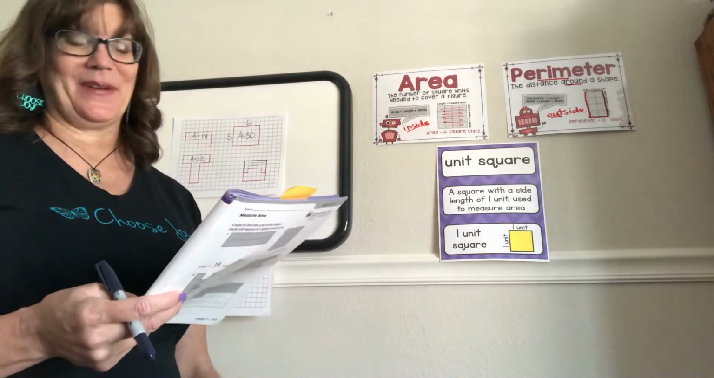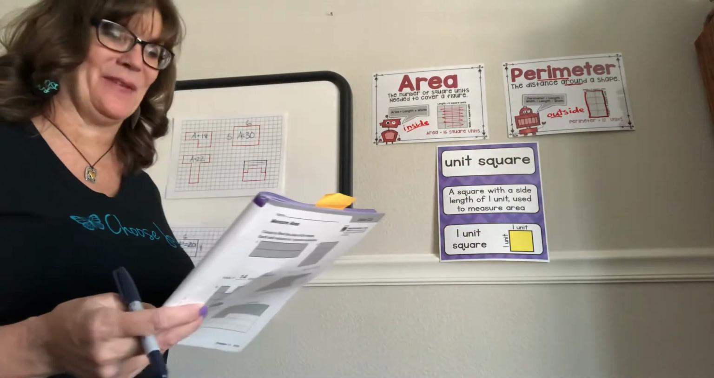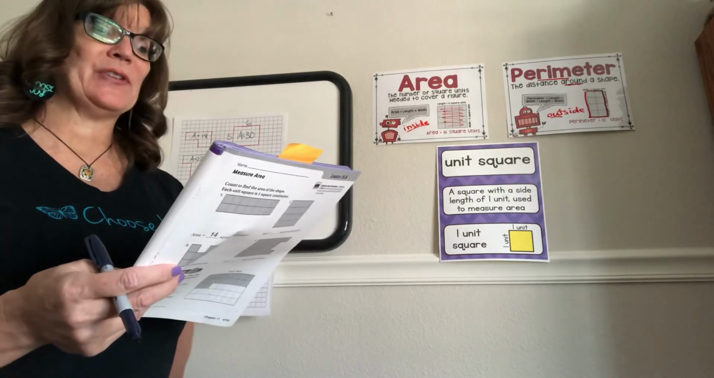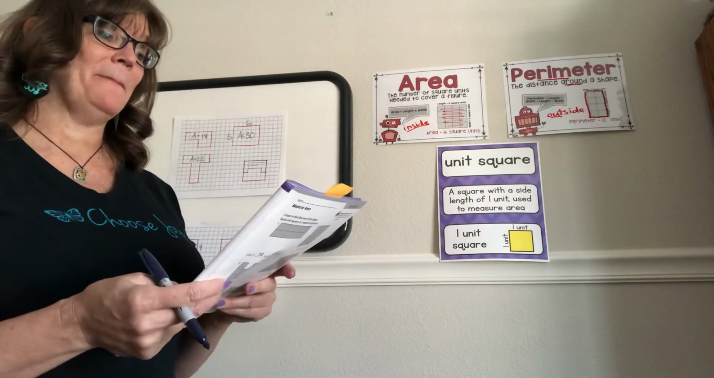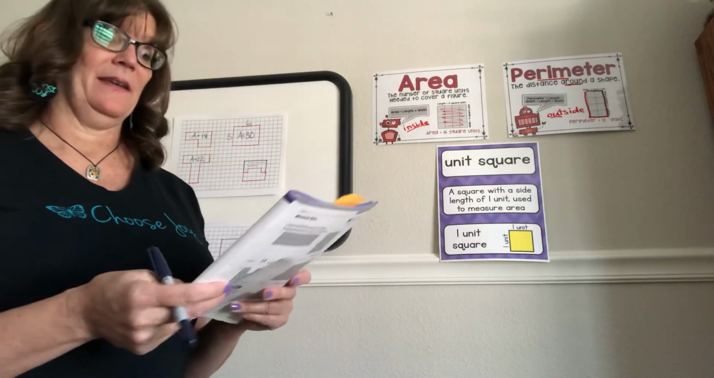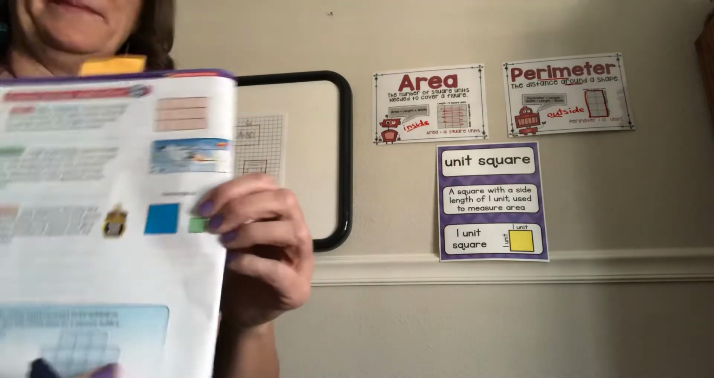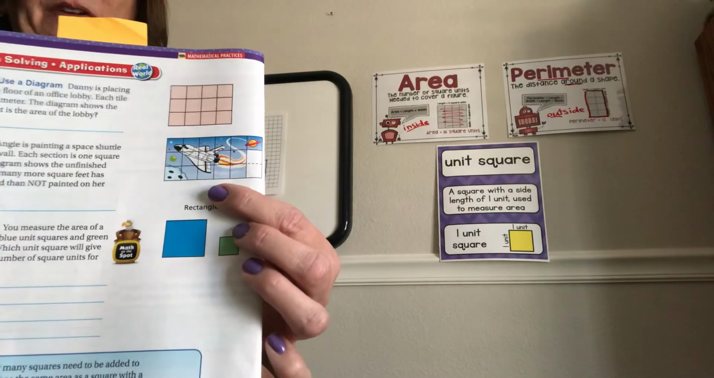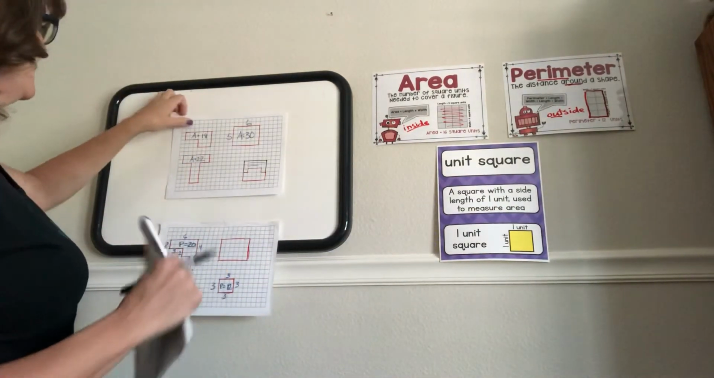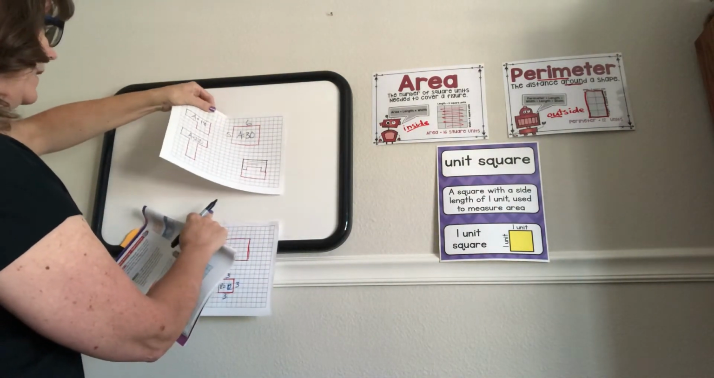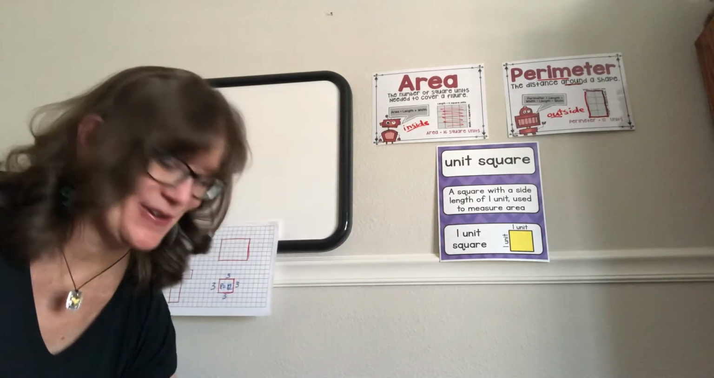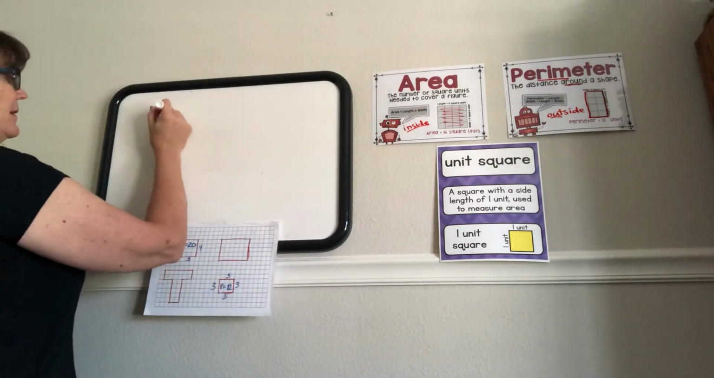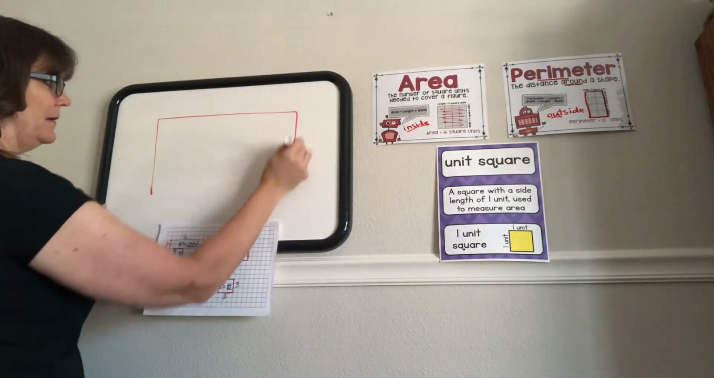This is another one I misread. I must have been in a hurry when I was going through 11.5. Let me read the question again. How many more square feet has Angie painted than not painted? It will show you the mural that she's painted, and it's divided into square feet. So let me take this down, and I need to switch to a whiteboard marker, not a Sharpie. Let's use the red one. So this is the wall. We're pretending it's a wall.